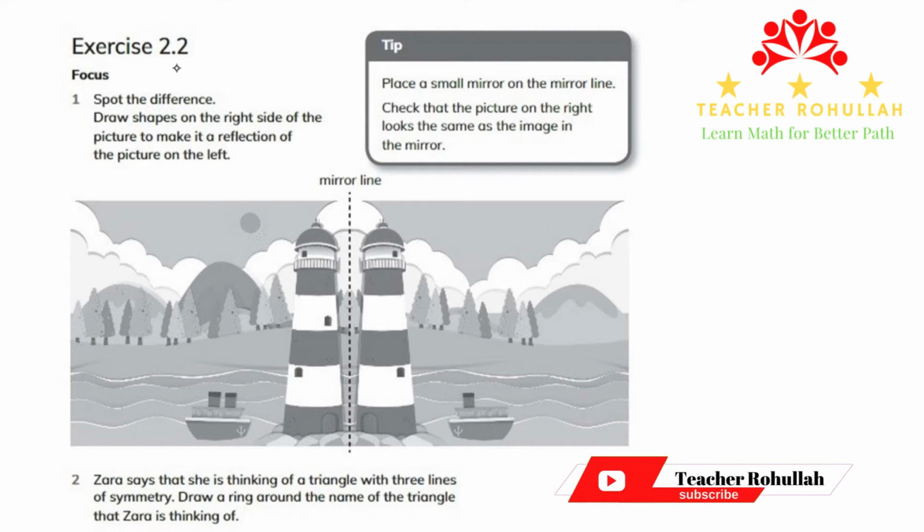In this video, I'm going to work on exercise 2.2 of Primary Mathematics Workbook 5. And this exercise is about reflection or lines of symmetry. Let's start with question number 1.